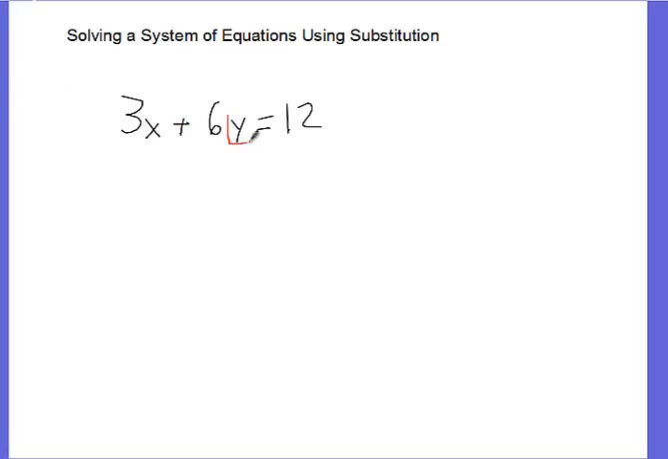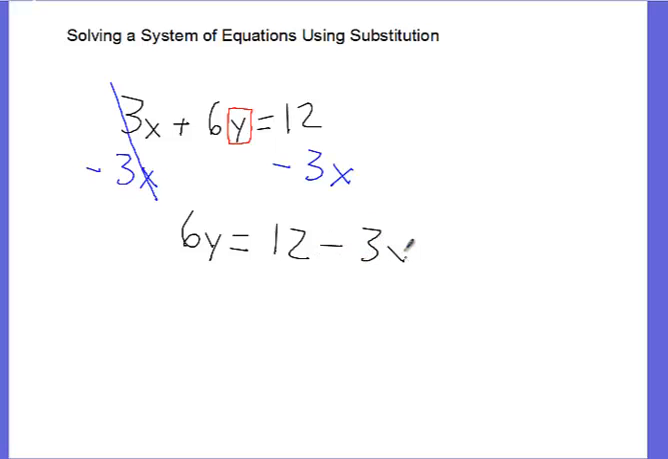All right, I'm going to get y all by itself, so I'm just going to put a box around y. All right, so if we look here, the first thing we must get rid of is the 3x. Since it's a positive 3x, we can subtract 3x from both sides. All right, which is going to leave us with a 6y on the left side is equal to the 12 and negative 3x. We can't combine because it's a 12 and, well, the negative 3 has an x with it, so they're not like terms.